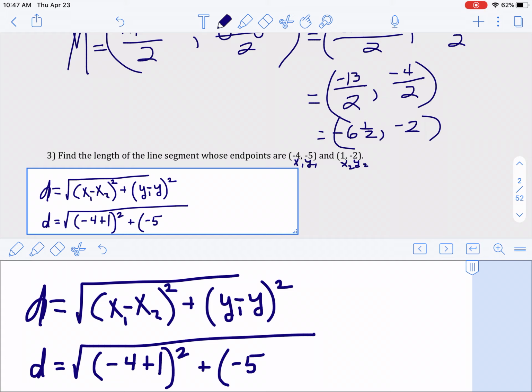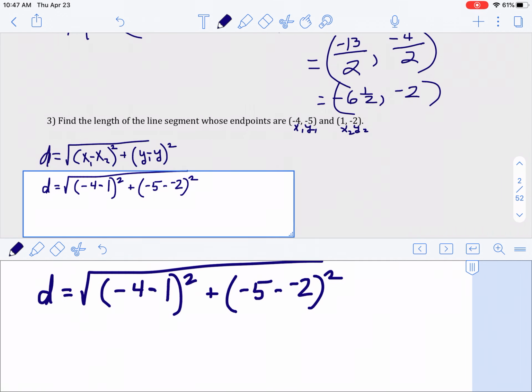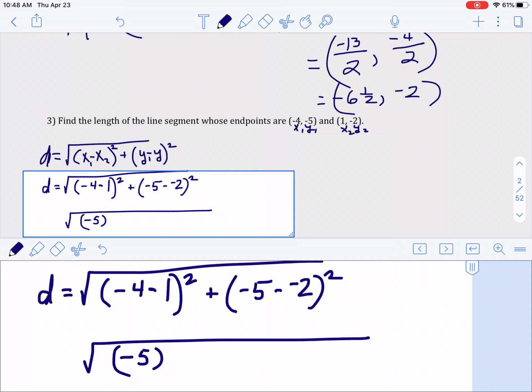Okay, hold on one second. I'm going to go back. This is -4 minus 1. Sorry about that. And this is -5 minus -2 squared. Okay. And what we're going to get is -4 minus 1 is -5 squared. Now put that in your calculator because I don't want you making mistakes with the calculator. Do that while we finish this over here. This double negative becomes a plus, so we have -5 plus 2, which is -3 squared.